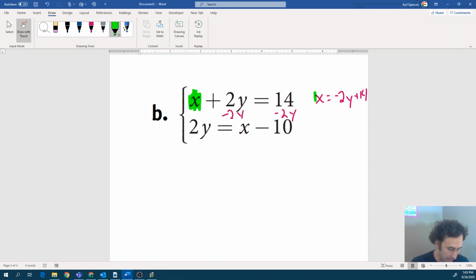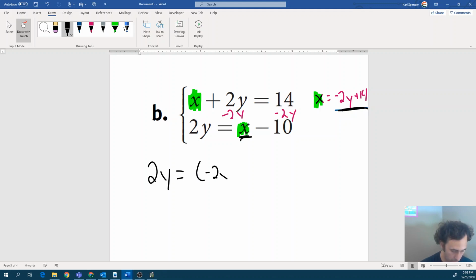So I'm going to use this x equals negative 2y plus 14, and I'm going to plug that negative 2y plus 14 in for the x in my other equation. So if I do that, I get 2y equals, I'm writing my second equation now. Instead of writing my x, I'm going to write what x equals, negative 2y plus 14. Finishing out my second equation, minus 10.